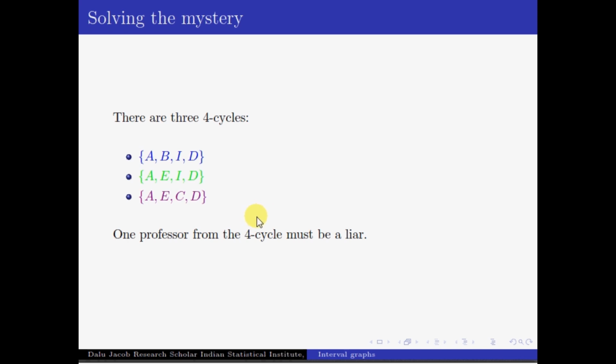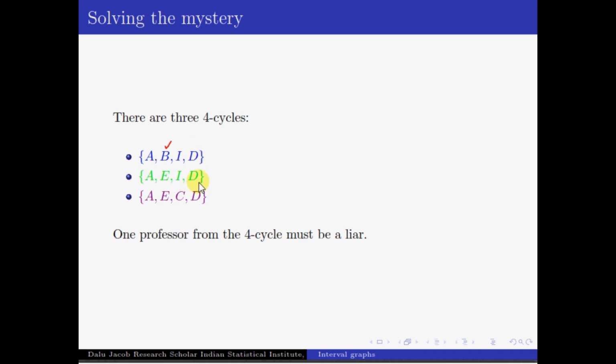So now what we have to figure out is who was the liar, which professor is lying in these cycles. It is easy to eliminate certain professors, because if you look at professor B, you can see that B is only present in this cycle, and he is not present in any of these 2 cycles.